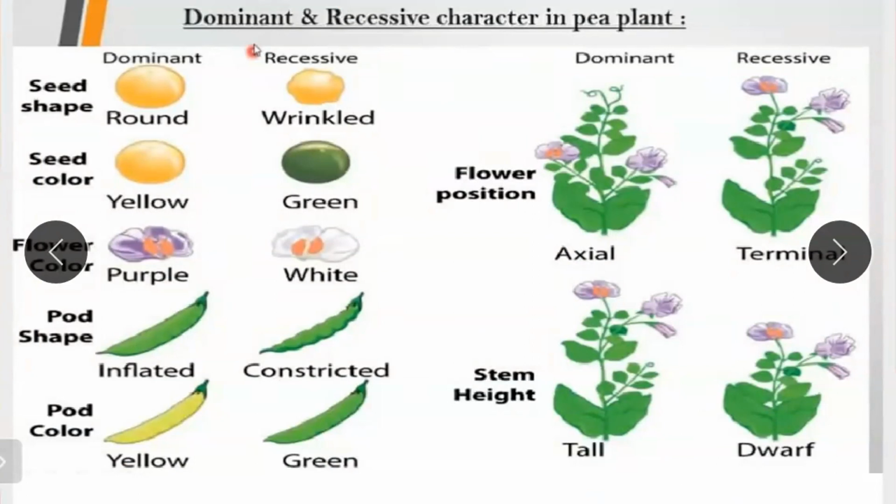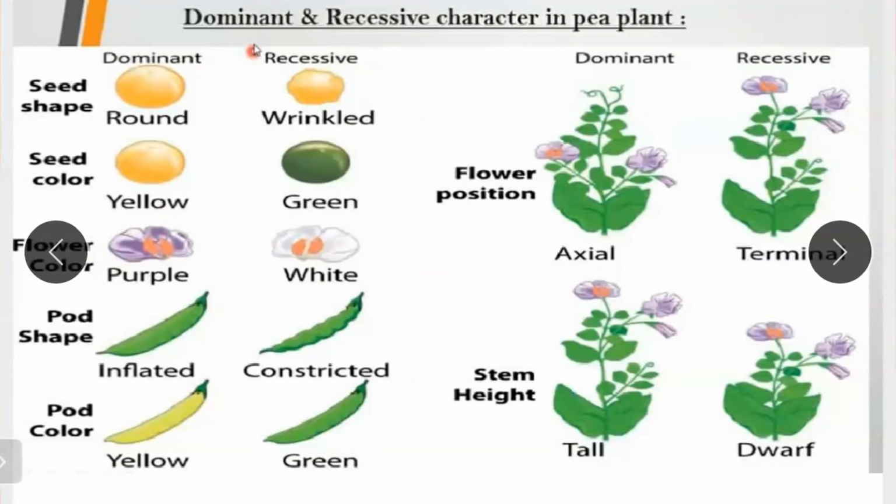In the case of pea plants, see this. What about the seed shape? In dominant it is round and in recessive it is wrinkled. You can see in the pictures on the slide. What about the seed color? In the dominant, it is yellow, and in recessive, it is green. What about the flower color? In dominant, the flower is purple, and in recessive, the flower is white. You can see in the slide. Are you able to see?